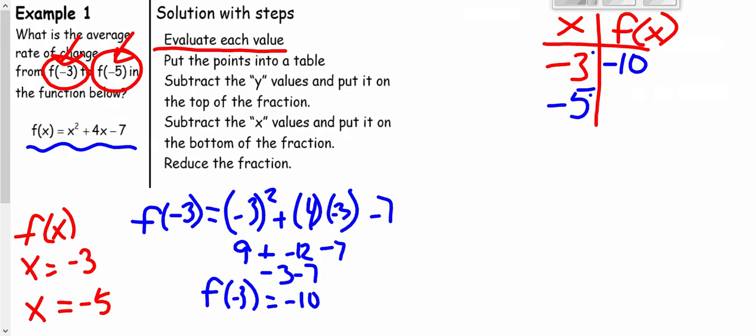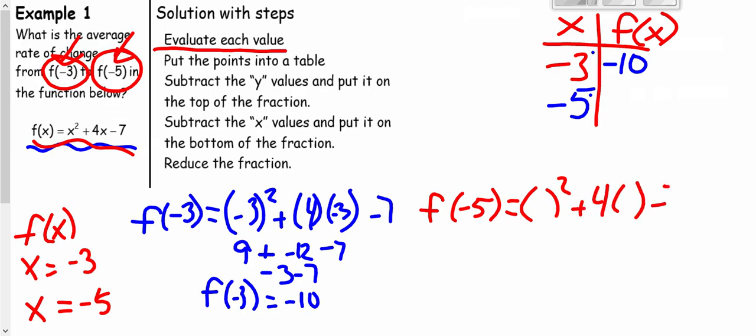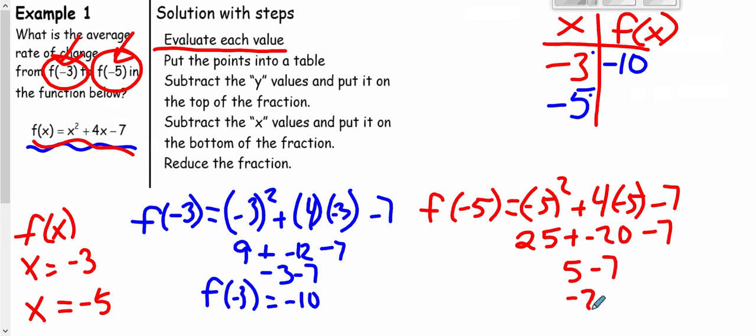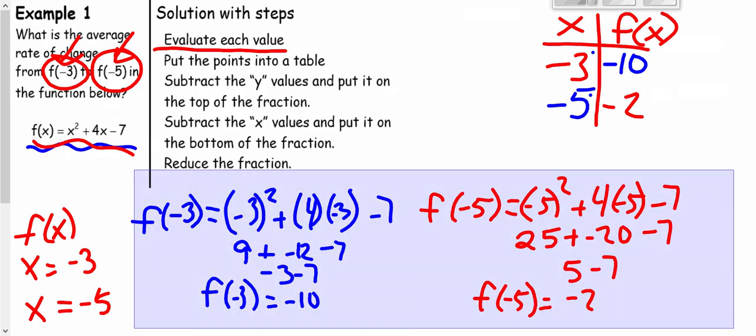Okay. Then I'm going to do the same thing for f of negative 5. And I'm going to use the same function, x squared plus 4x minus 7, but I'm plugging in that negative 5, right? So 5 squared is 25 plus a negative 20 and minus 7. So this is going to become positive 5 minus 7. So f of negative 5, I got a negative 2. I'm going to put that in my table. Okay, with me so far? Let's move all of this out of the way.